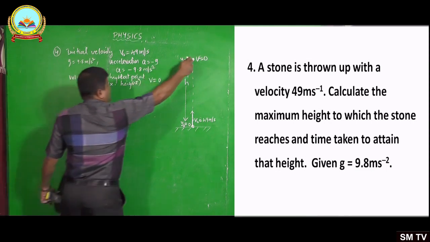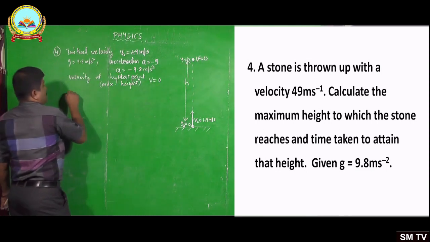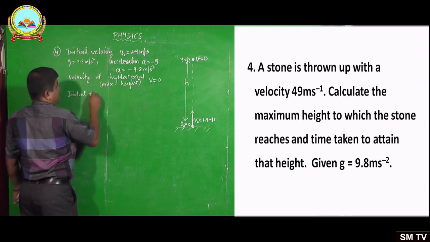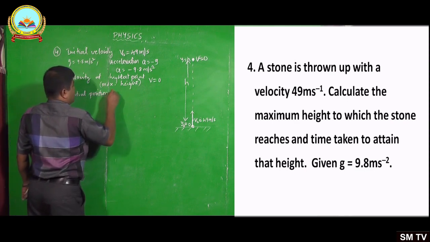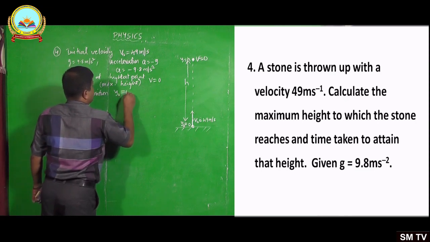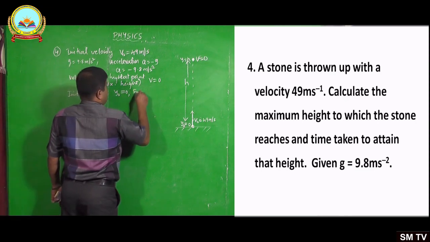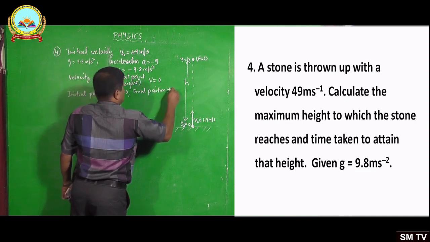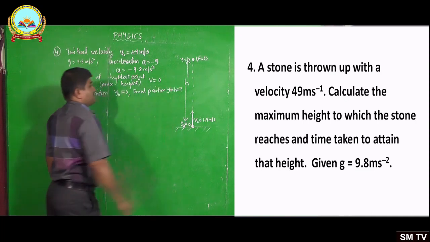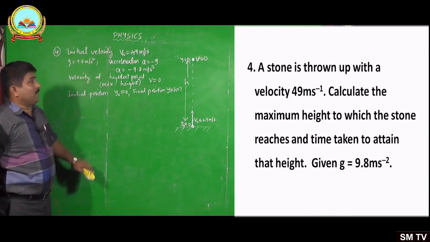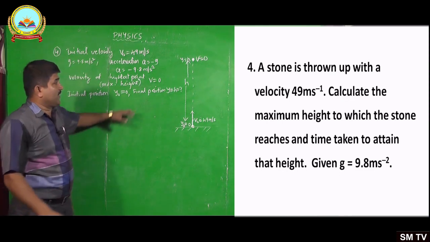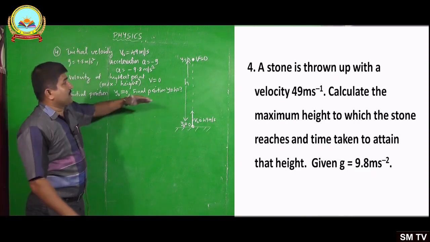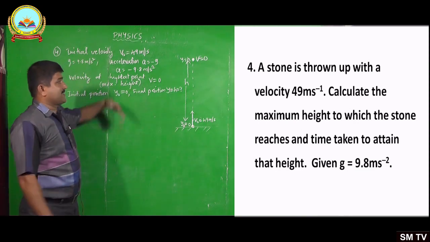So at the highest point its velocity is 0. Initial position is the ground, so we take the reference as 0. Initial position y naught equal to 0, and final position y equal to h, and we have to find out that h. Fine. Now we have to find out the final position as well as the time taken to achieve that height, the time taken to rise up.